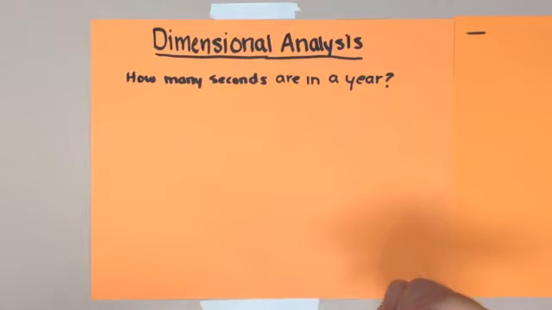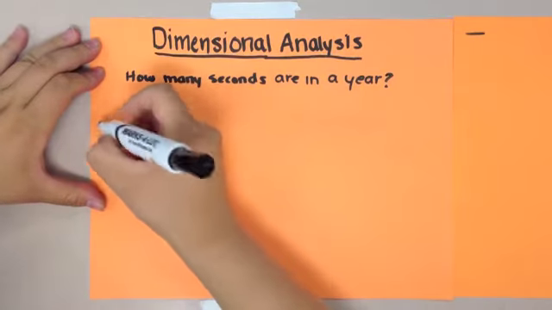Hello class, today we're going to learn about dimensional analysis. Dimensional analysis is a method to find relationships between quantities. By using dimensional analysis, we can convert from unit to unit. Let's start with a basic example. How many seconds are in a year?